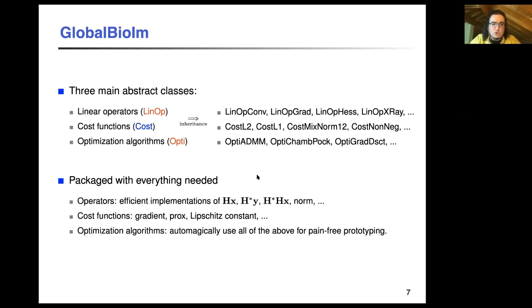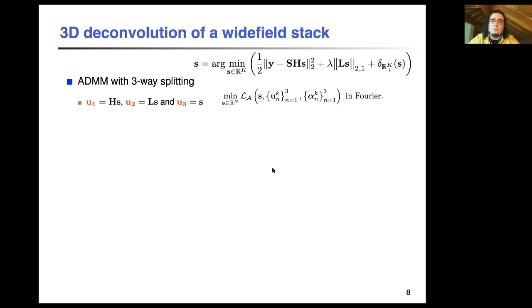Then each cost function has properties: whether it's differentiable or not, and in that case the gradient, whether it's convex, its prox, the Lipschitz constant, etc. And then each of the optimization algorithms will harness all of these properties in order to run. So, let's first look at one of the options you can use to formulate this problem to solve with ADMM.